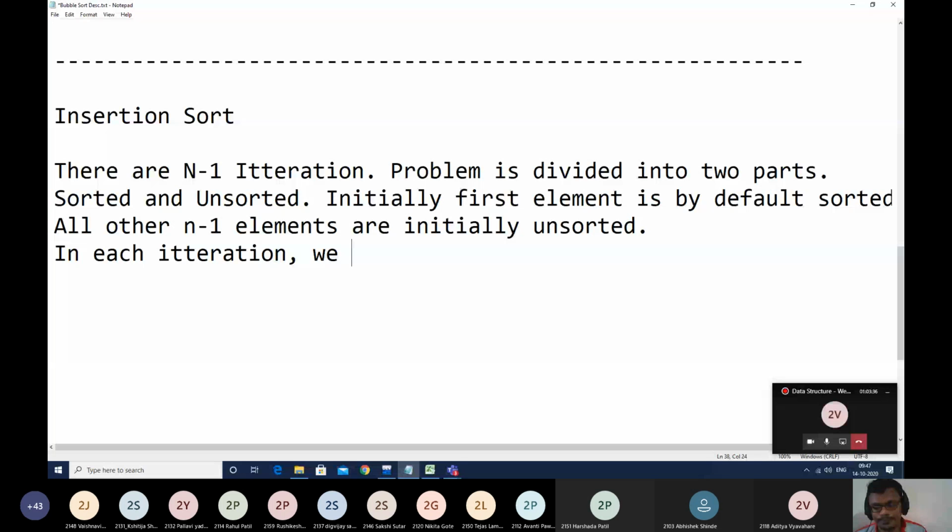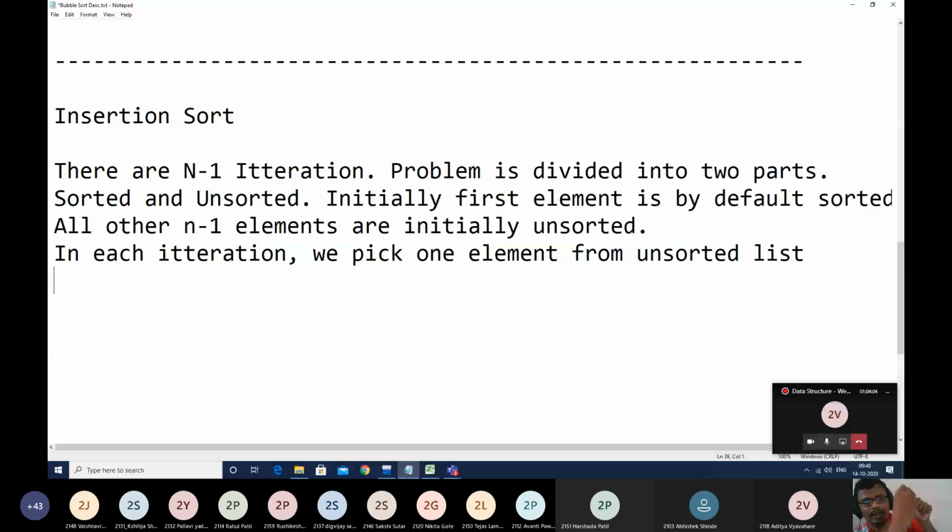So there are total n minus 1 iterations. The problem is assumed to be divided into 2 parts, sorted and unsorted. Initially, the first element is by default sorted. All other n minus 1 elements which are there on the table are initially unsorted, right? In each iteration, we pick one element from unsorted list. खालनं table वरनं आपण एक number उचलला, एक card उचलला, right? In each iteration, we pick one element from unsorted list and place it in sorted list using displacement.